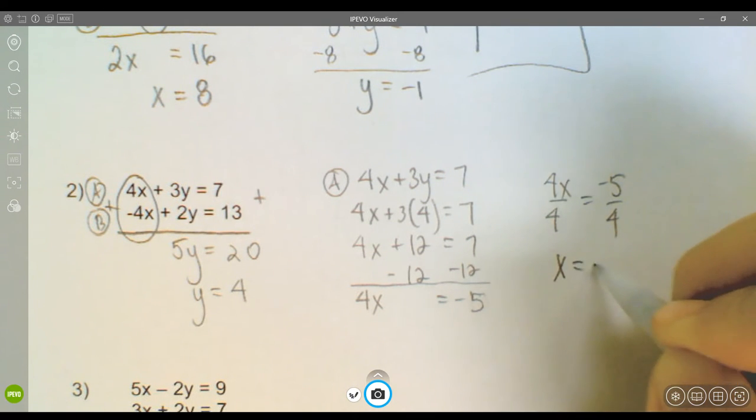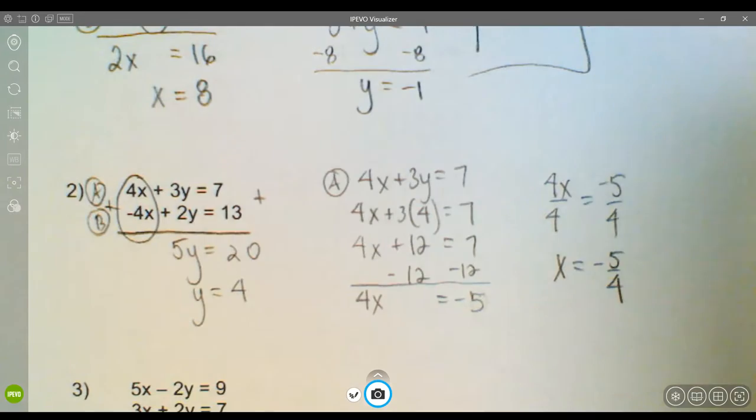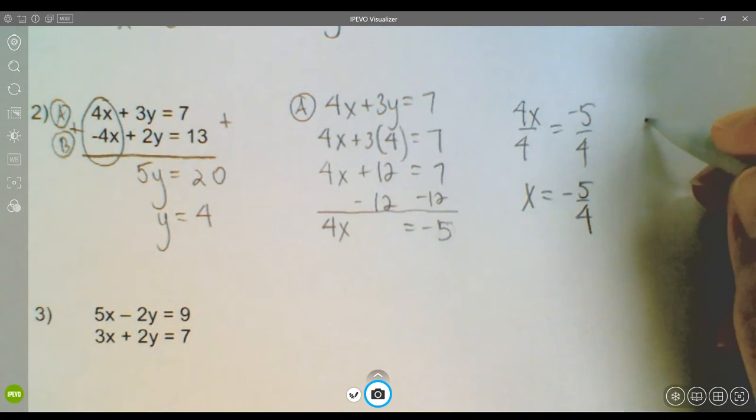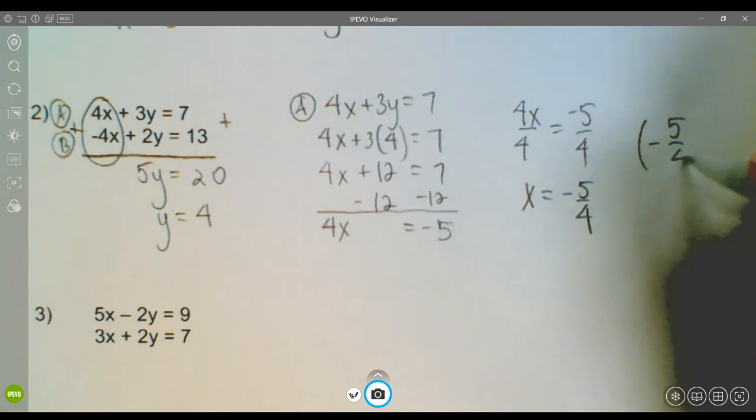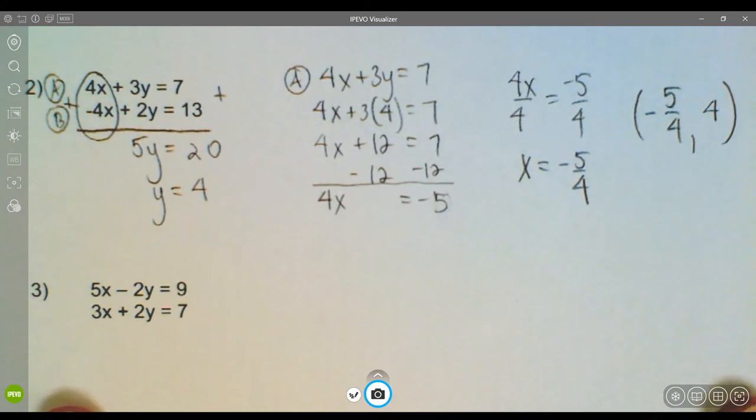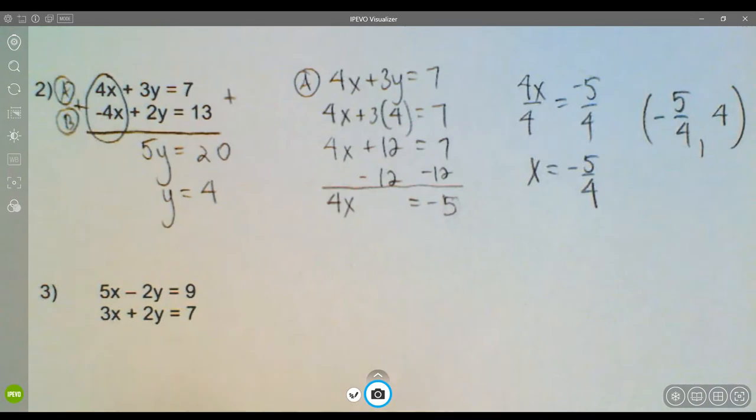And I get a fraction, but you know what? That's okay. So I believe my solution is going to be, now be careful here, I've been known to transpose the two. It happens. X is negative 5/4 in this problem, and Y is 4.